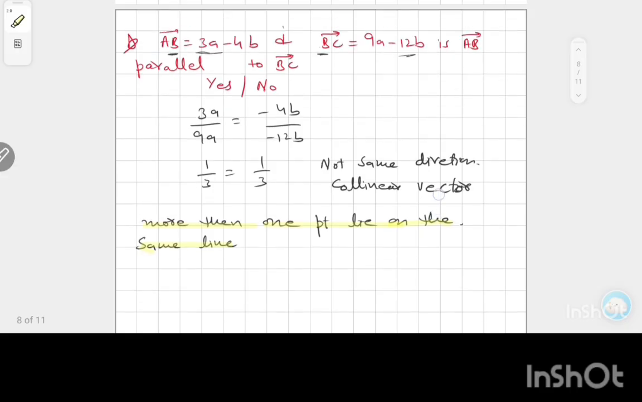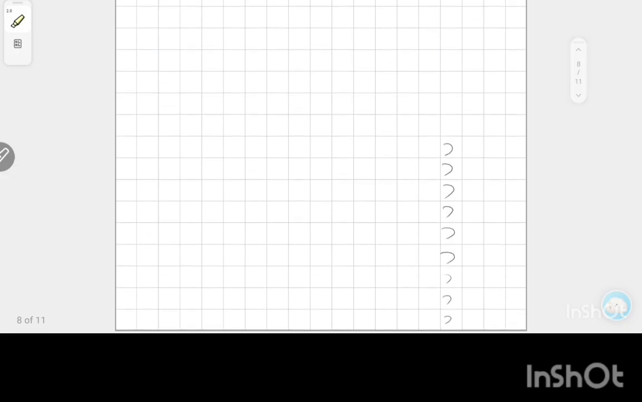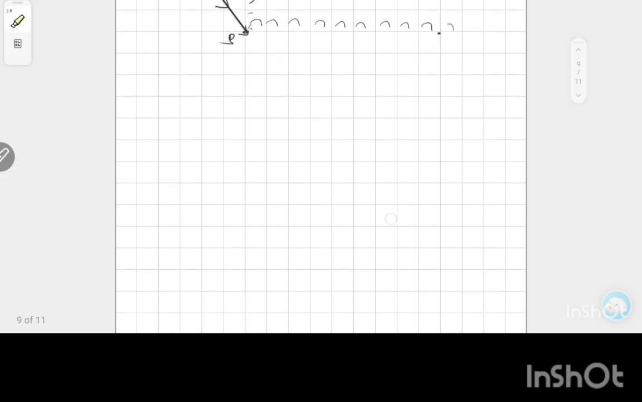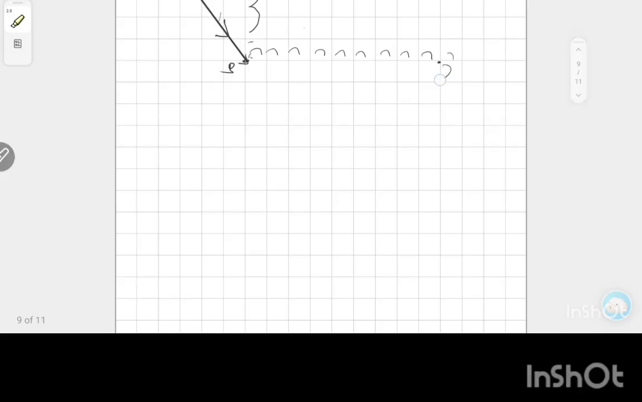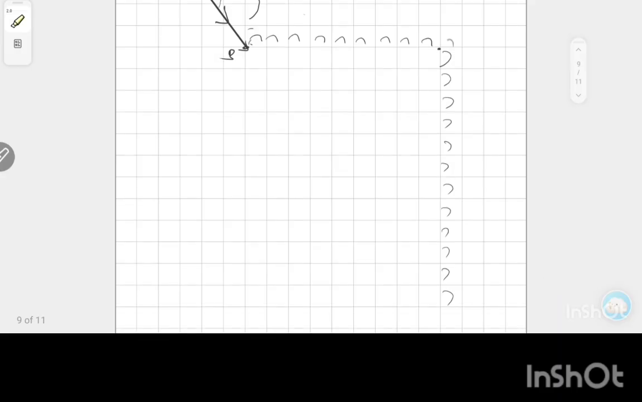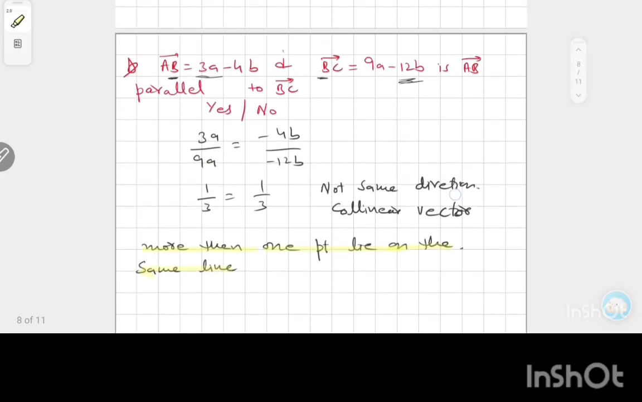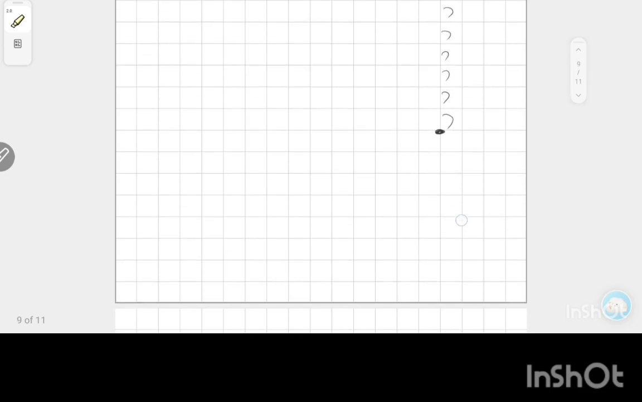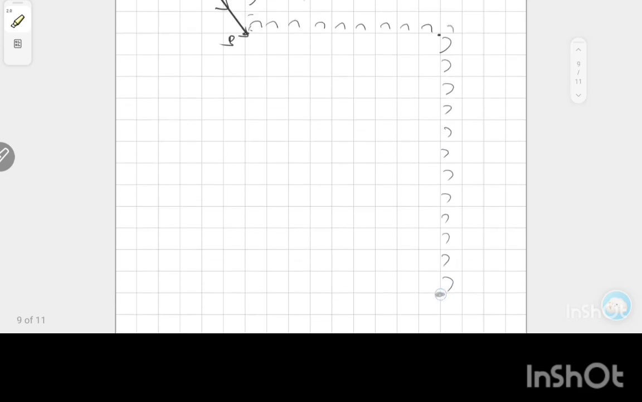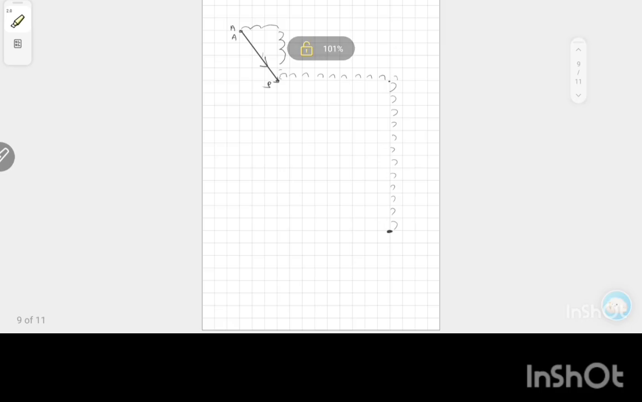Now similarly, the second one is minus 12B. Minus 12B means you will go downward 12 on the y-axis: 1, 2, 3, 4, 5, 6, 7, 8, 9, 10, 11, and 12. So dear student, this will be your next point. The next point is your C. Now we have to draw the C point.